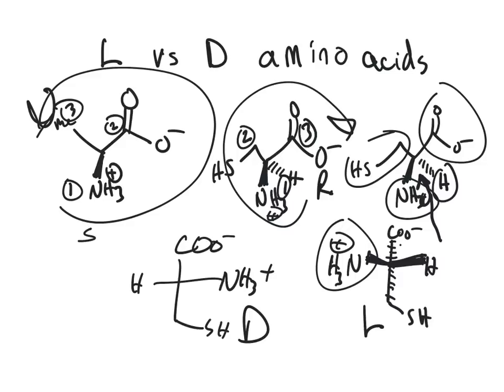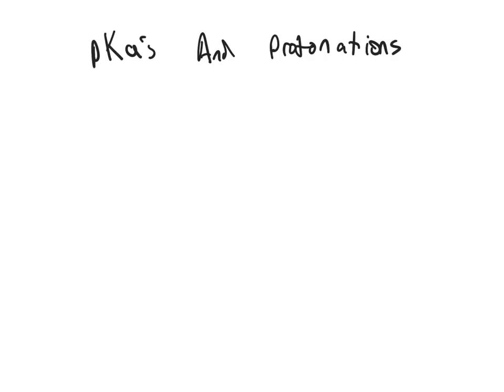So when we have these amino acids, there are these various charge groups on them. And depending on the pH of the solution, that is going to influence the protonation state of your molecule. So there's two different main protonation states that we deal with in biochemistry.